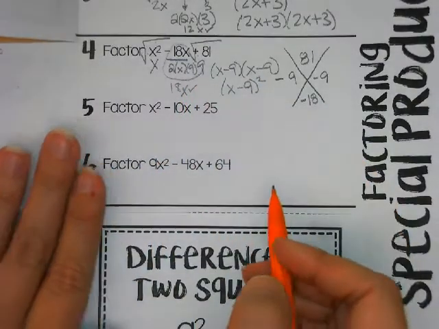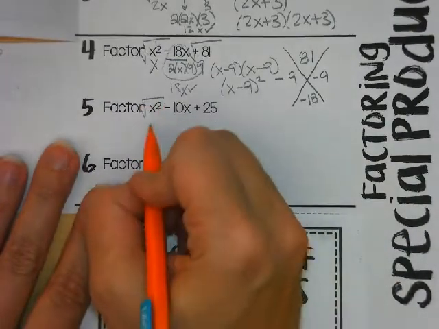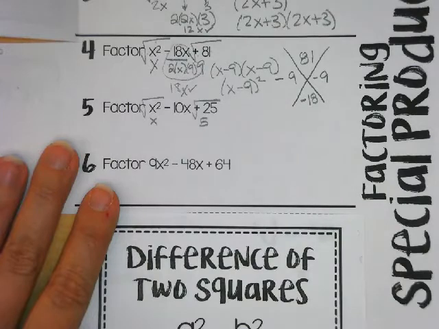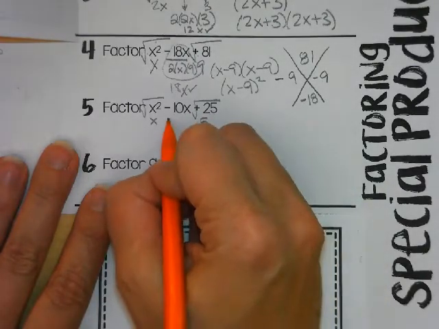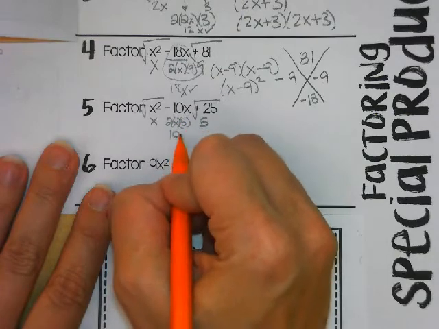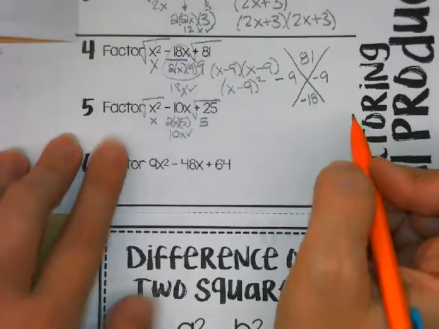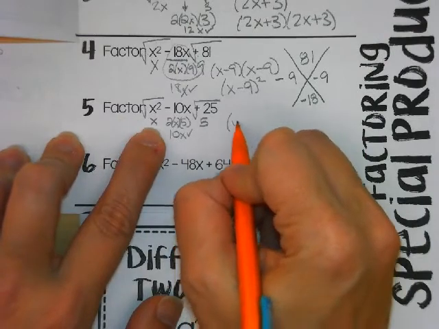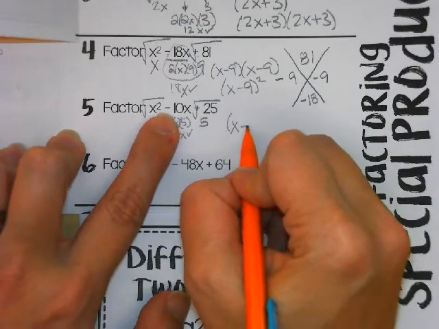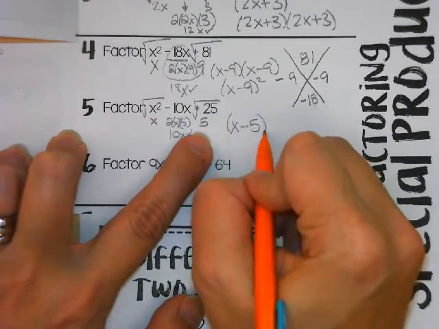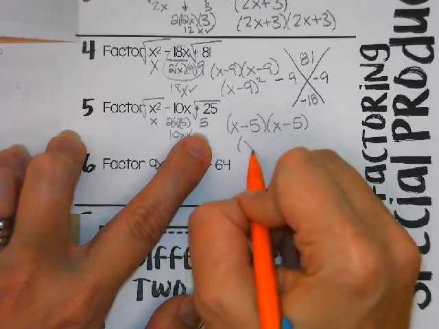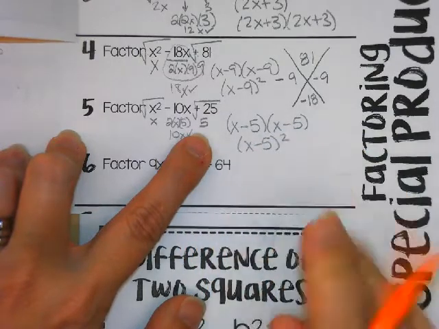All right, so here you can say the square root of x squared is x. The square root of 25 is 5. Check the middle. Is this 2 times x times 5? Yes, this is 10x. That works. So again, whatever you got when you took the square root of the first term, sign of b, whatever you got when you took the square root of the last term. Or you can write x minus 5 quantity squared.